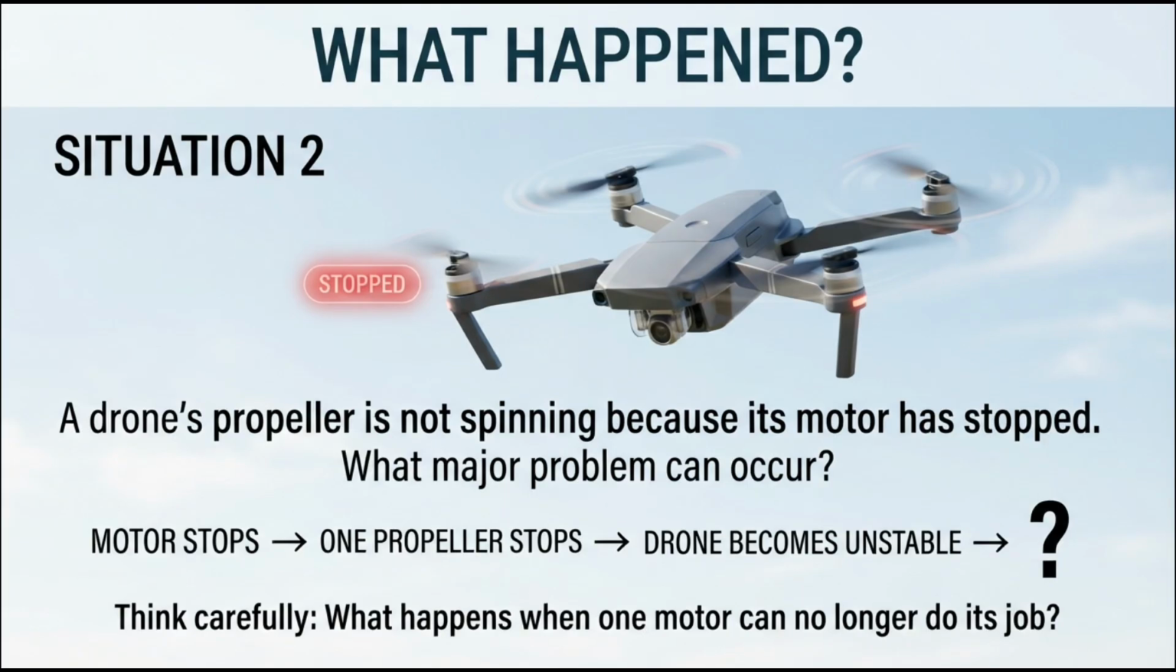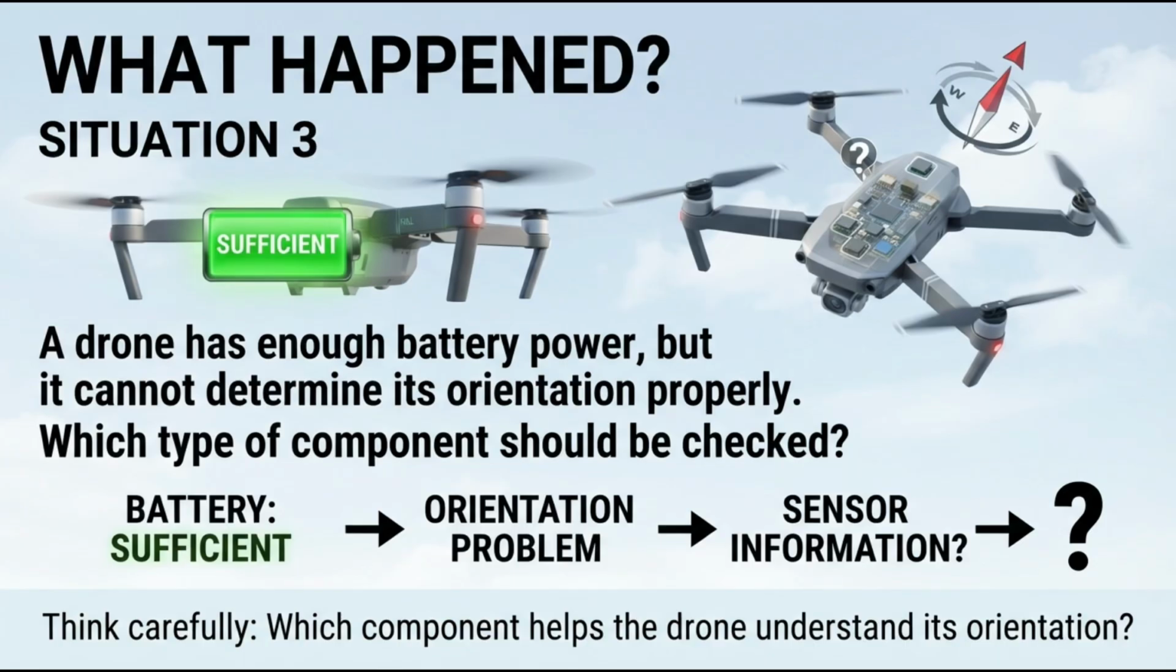Situation 2. A drone's propeller is not spinning because its motor has stopped. What major problem can occur? The drone may lose balance and control. Situation 3. A drone has enough battery power, but it cannot determine its orientation properly. Which type of component should be checked? The answer is the sensors, particularly the gyroscope or IMU system.